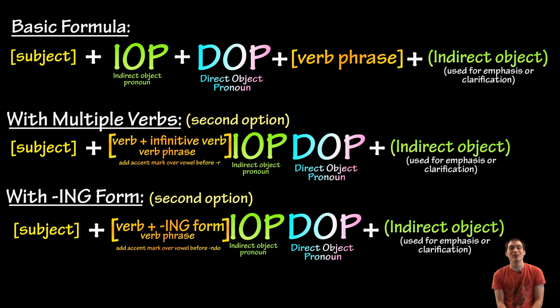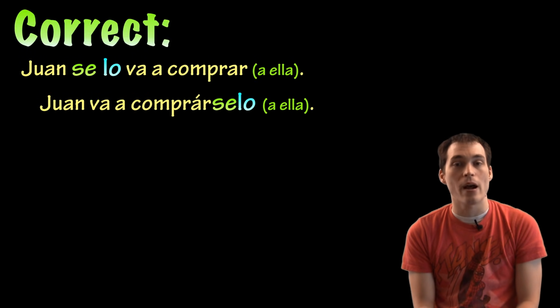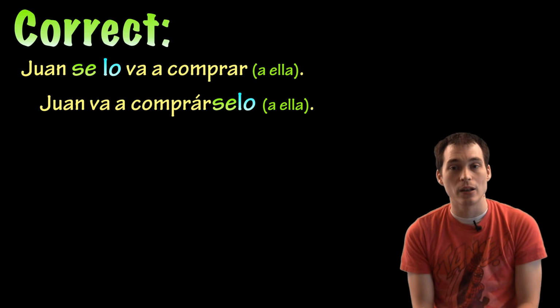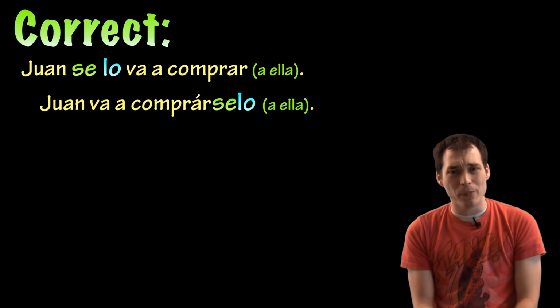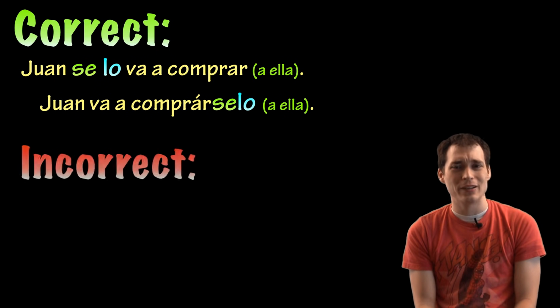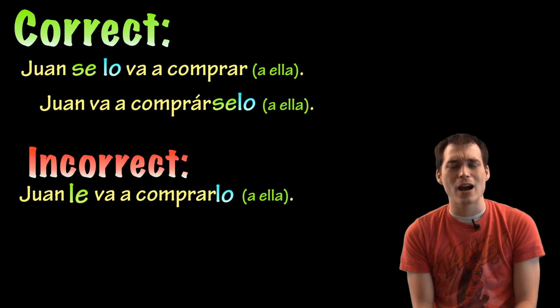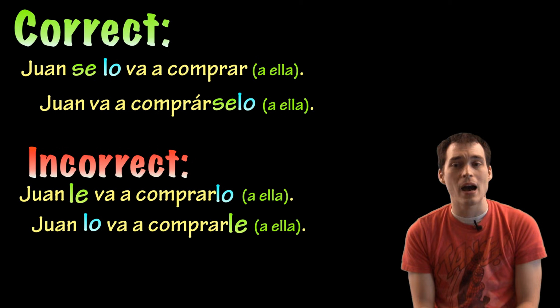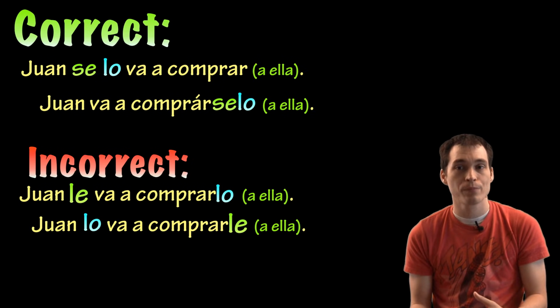And one more thing. When you use the direct and indirect object pronouns in the sentence, where one goes, the other must go as well. So, in the sentence, Juan se lo va a comprar, or Juan va a comprárselo, it would be incorrect to separate the direct and indirect object pronouns. You couldn't say, Juan le va a comprarlo a ella. No, it wouldn't sound right. And you couldn't say Juan lo va a comprarle a ella. That doesn't sound right. You'd have to say Juan se lo va a comprar or Juan va a comprárselo. It has to stay together.